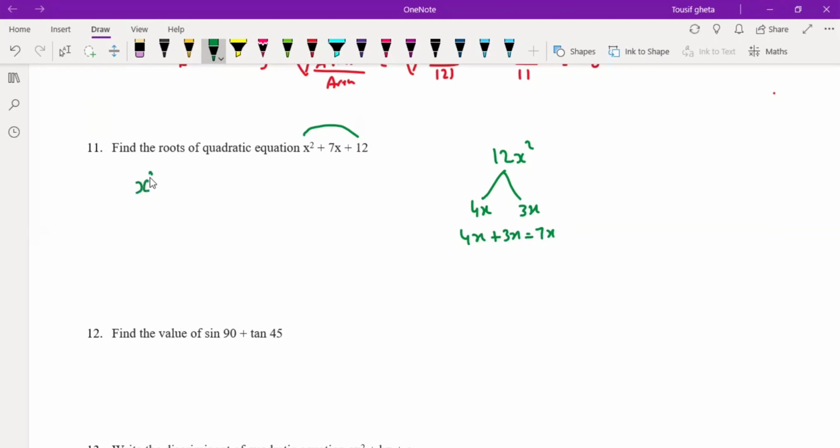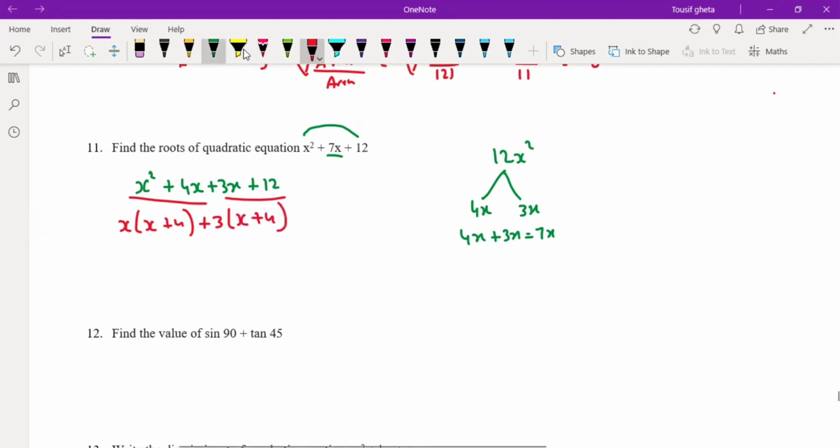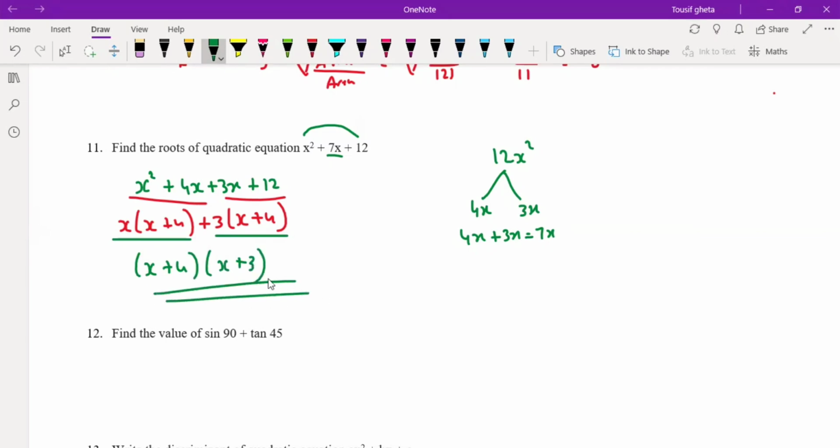So first term x square as it is, in the place of the middle term 7x, we got two terms, that is 4x plus 3x. The last term plus 12 as it is. Now what is common from the first two terms? x is common. So x common, remaining is x plus 4. From the last two terms, what is common? 3 is common. So x plus 4. So in this step, what is common now? The factor x plus 4 is common, and remaining is x plus 3. So these are the factors of the quadratic equation x square plus 7x plus 12.